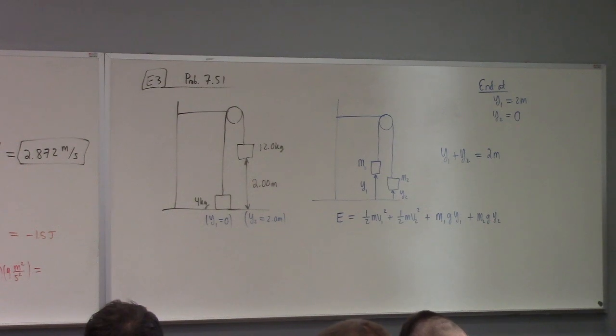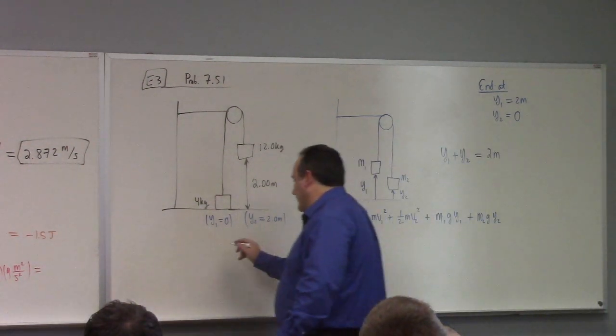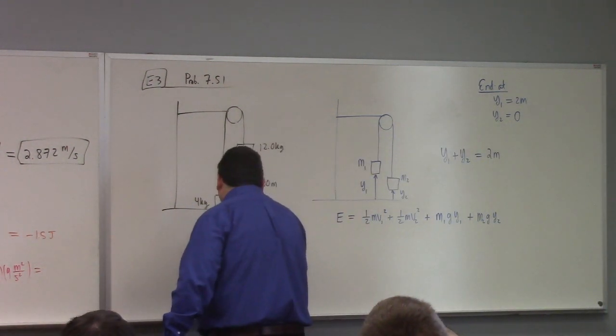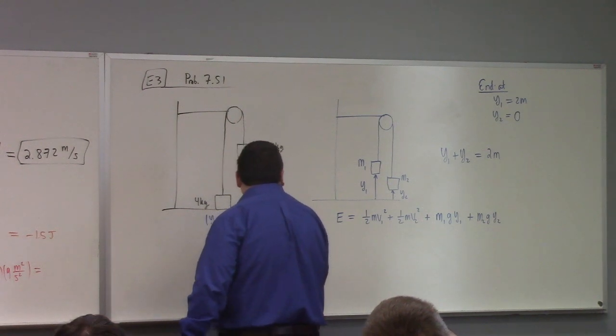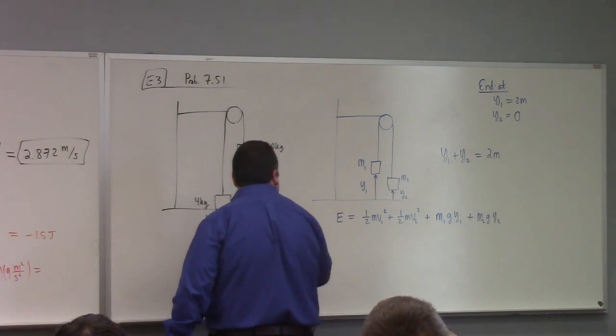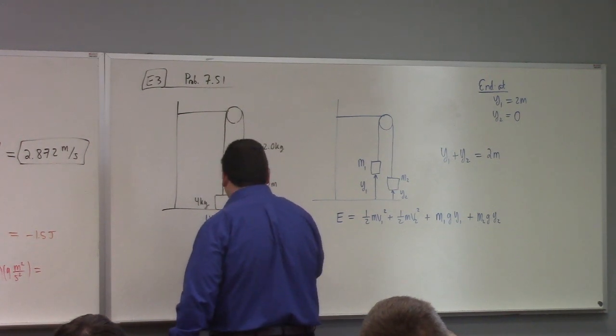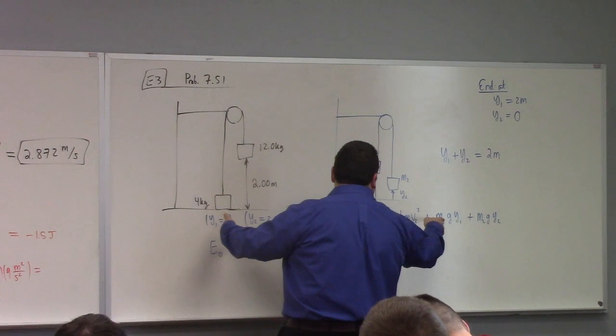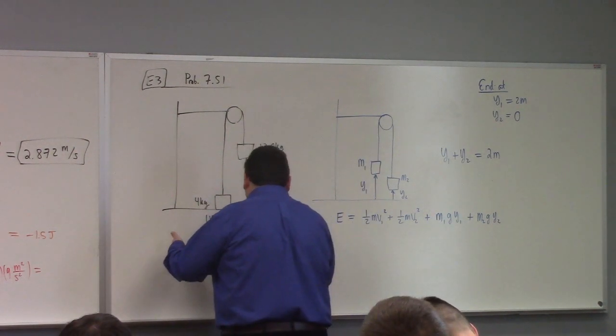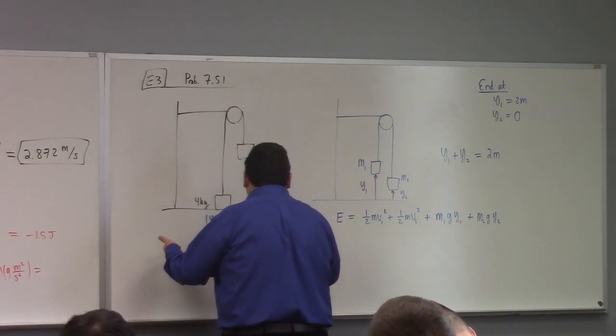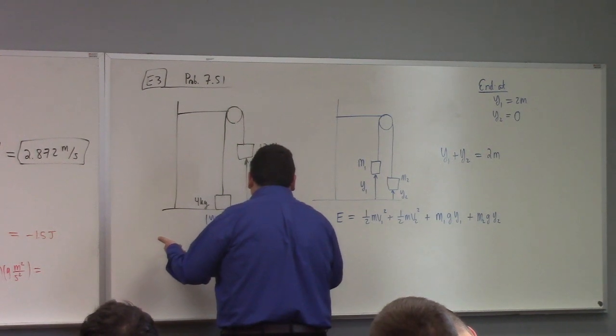But we can calculate the total mechanical energy at the start of the motion, because what are we told? It's released from rest, right? So at the start, let's say E naught, we just have potential energy. So what's the initial energy? y1 is 0, right? So we just have m2 g times 2 meters, right?